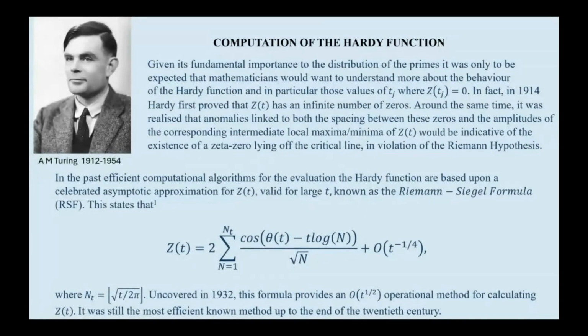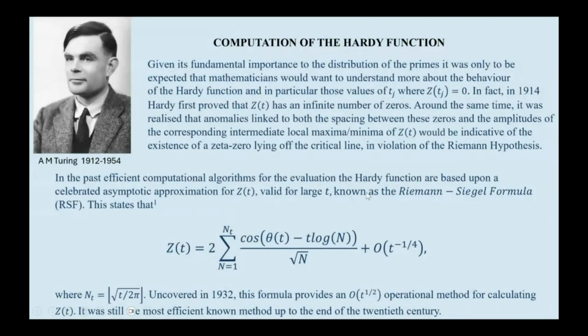In order to do that, you need a computational algorithm, and the starting point for any computational algorithm is an asymptotic formula for Z(t). We're interested in calculating Z(t) for large values of t. It's easy to calculate Z(t) for small values of t. That was done many, many years ago. But we're interested in what happens when t gets very large, potentially very, very large.